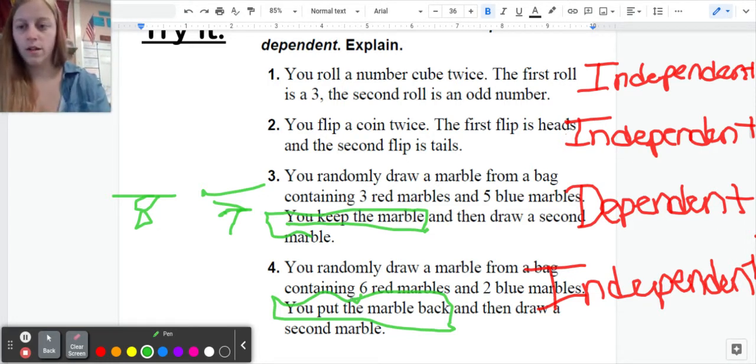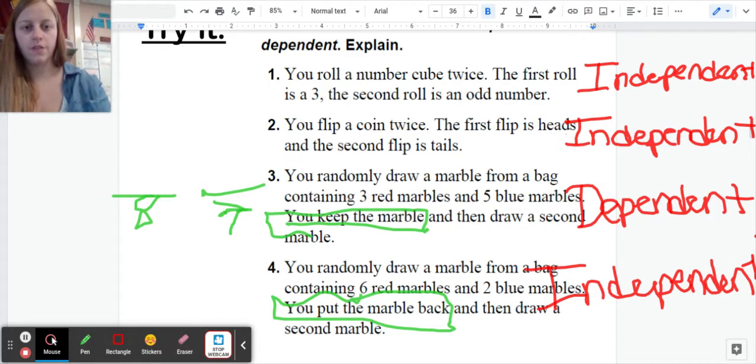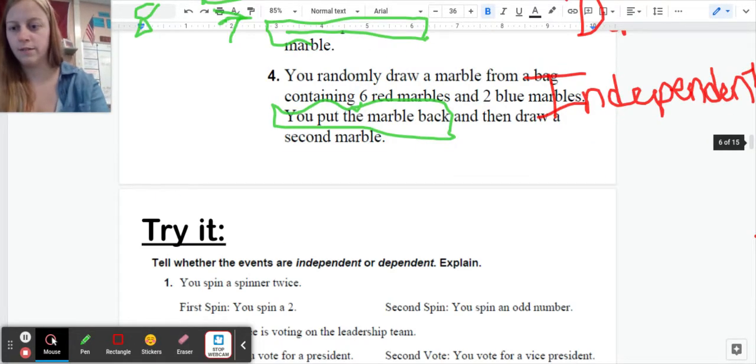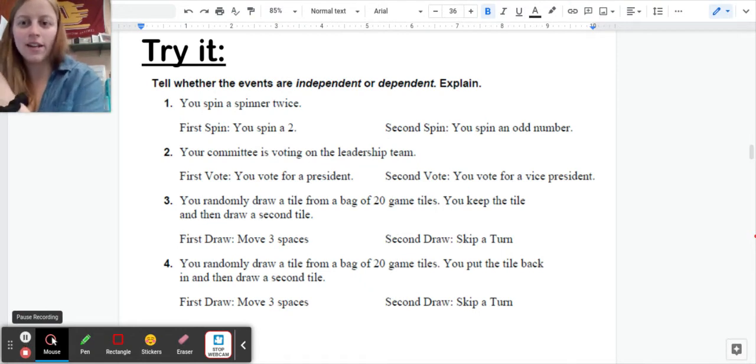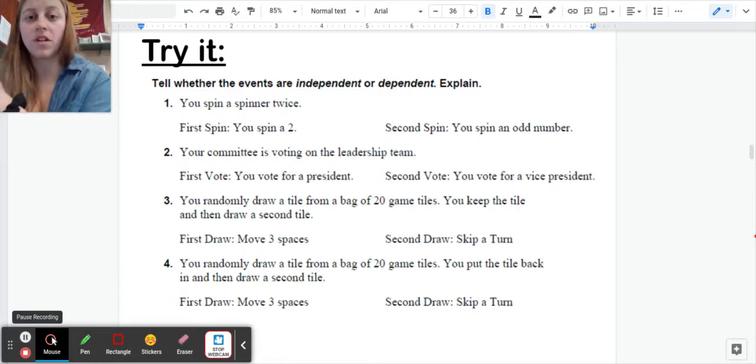All right, so let's go ahead and continue on. I think we have another practice here. So go ahead and try these 4 in your notebook. Again, you're stating, is this independent or dependent? We'll pause the video while you work.